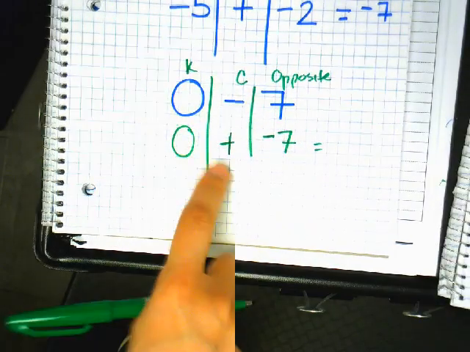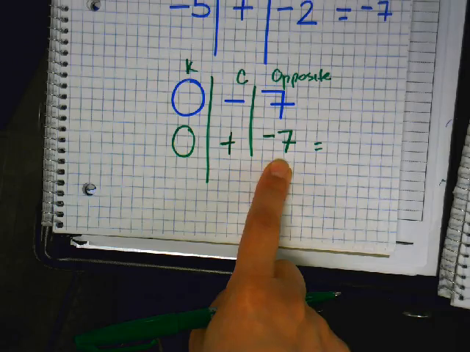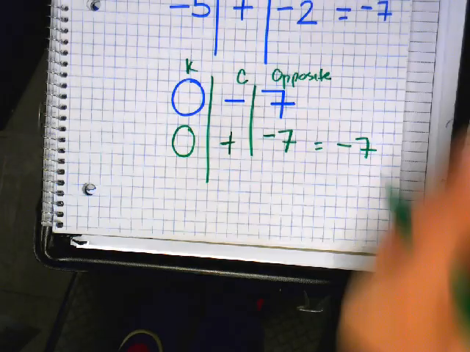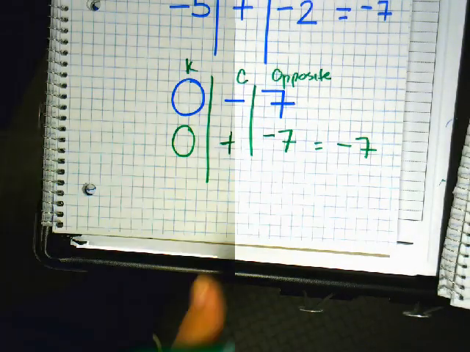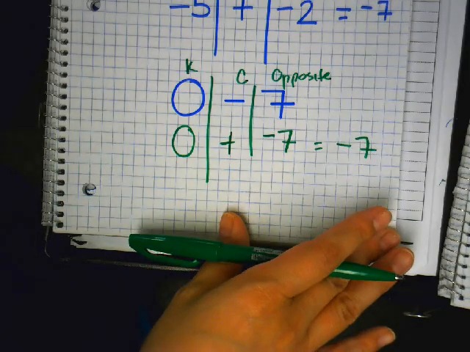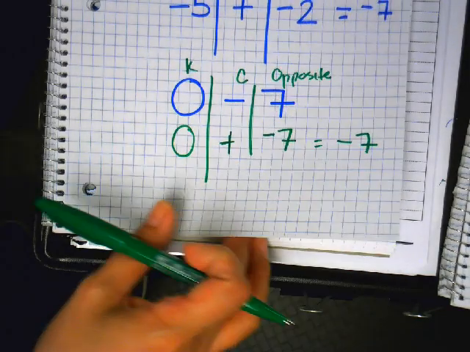What's 0 plus negative 7? Negative 7. Okay. So it's add the opposite: keep, change, opposite. Keep, change, opposite. Okay.